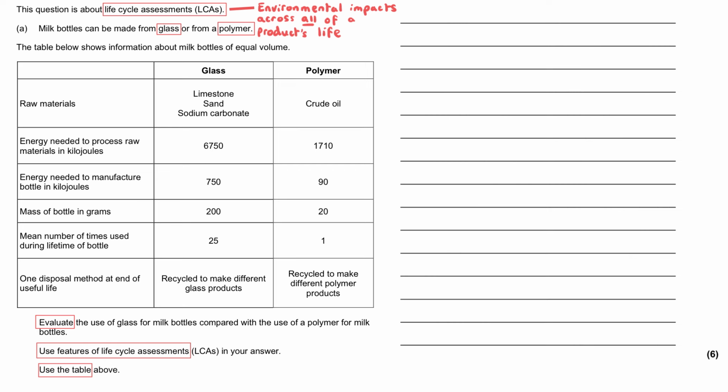The first one: when you're commanded to do an evaluation, you need to make a judgment, or you need to come up with a conclusion. And that conclusion needs to be which of these types of milk bottle is more sustainable, which one has got the least impact on the environment, because that's what life cycle assessments are about. They evaluate the environmental impact of a product across all of the stages of that product's life, and these stages are shown on the left-hand side here. And so the only thing that we're allowed to bring into this question, into our answer, is how is the environment affected by these things that we're told.